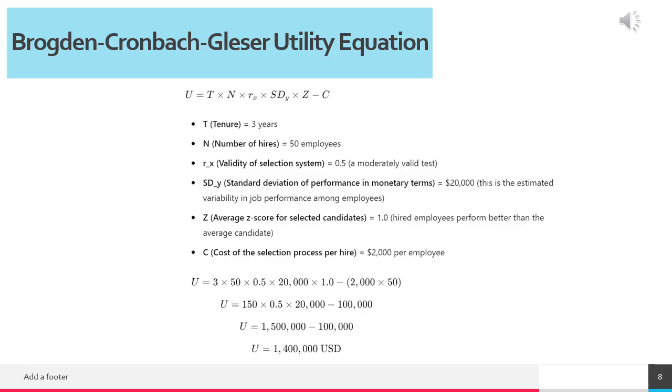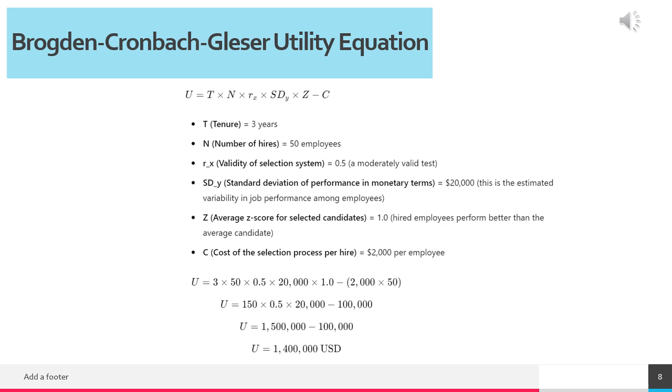The Brogdon-Cronbach-Lesser utility model is particularly helpful for improving employee selection because it enables data-driven decisions. Rather than relying on intuition or subjective factors, HR teams can assess the financial impact of selecting high-performing candidates, reducing turnover, and minimizing hiring mistakes. Ultimately, this leads to more effective hiring practices, better employee fit, and increased overall organization performance.